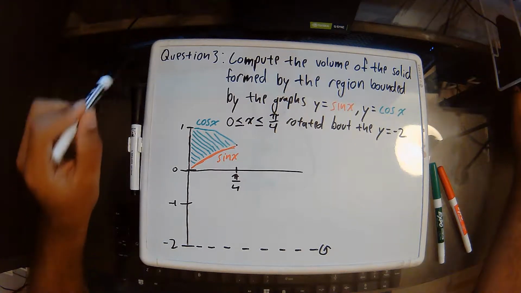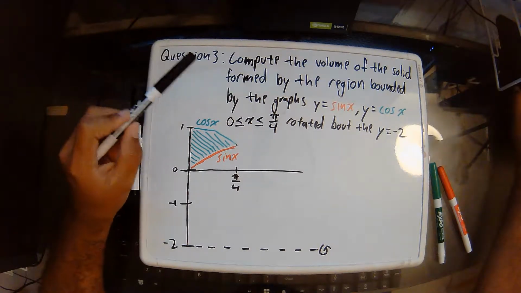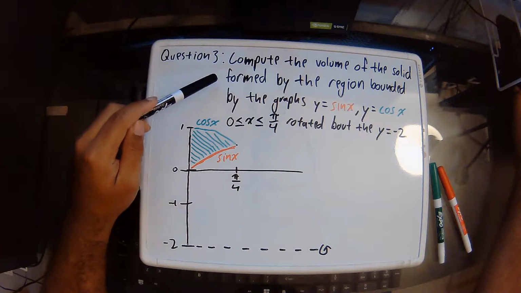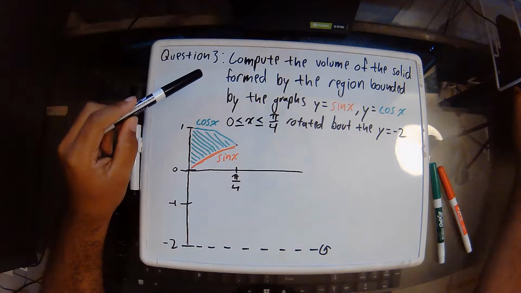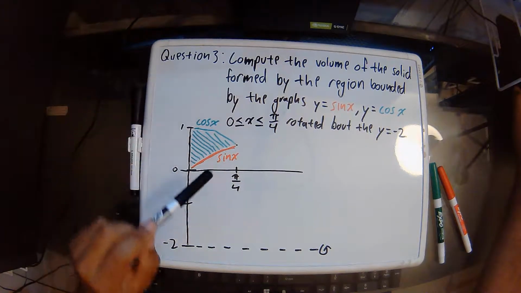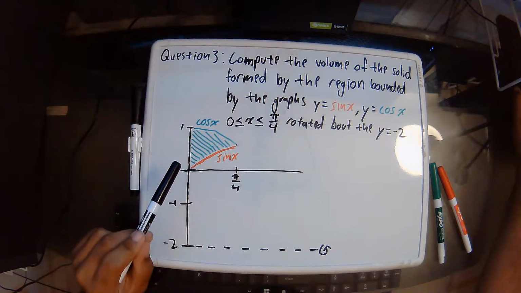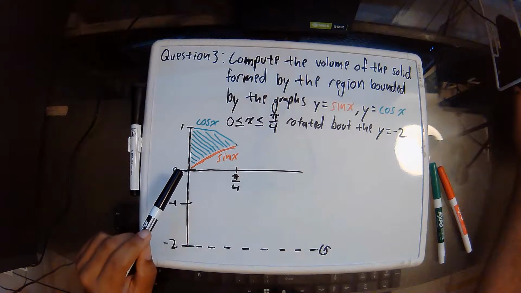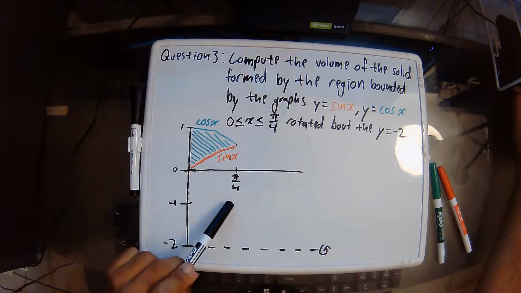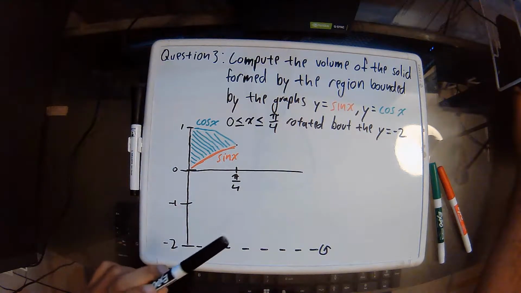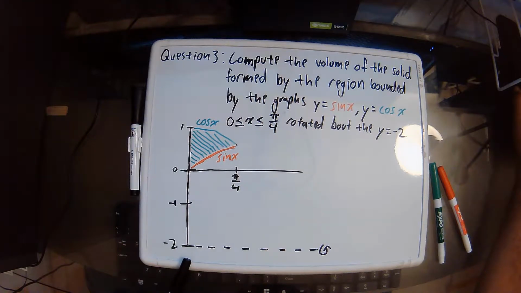Hello, we're now on question 3. We have to compute the volume of a solid formed by the region bounded by the graphs y equals sine of x and y equals cosine of x, when x is between 0 and pi over 4, rotated about the y equals minus 2 axis down here.